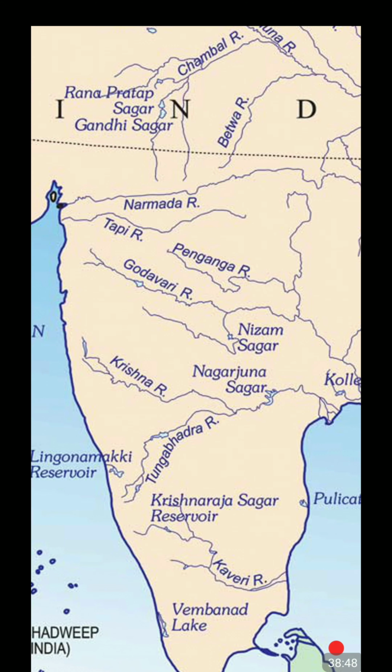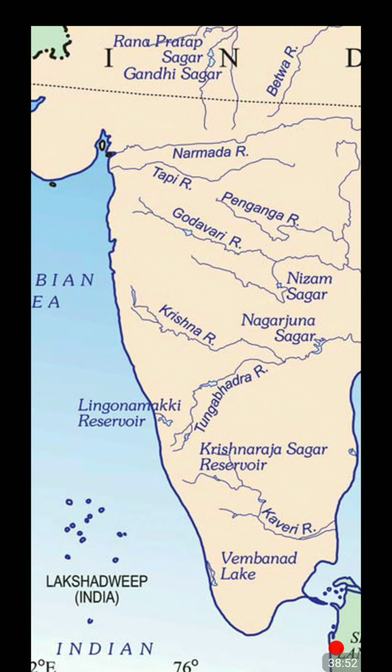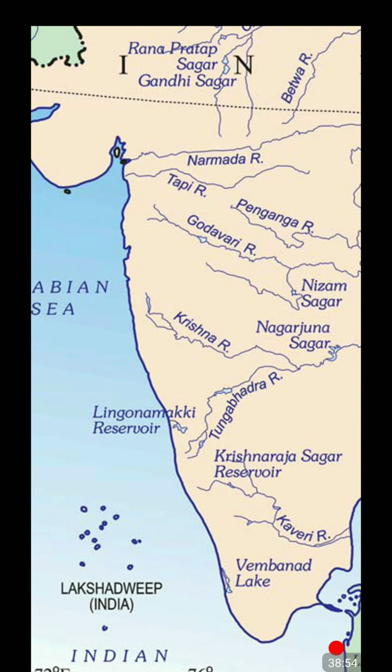On the Mandovi we have Panaji, right? Zuari also flows through Goa. Then Sharavati, which flows through Karnataka. Sharavati forms the Jog Falls in Gersoppa, roughly 271 meters. The Pamba, Periyar, Bharathapuzha rivers are in Kerala, right?